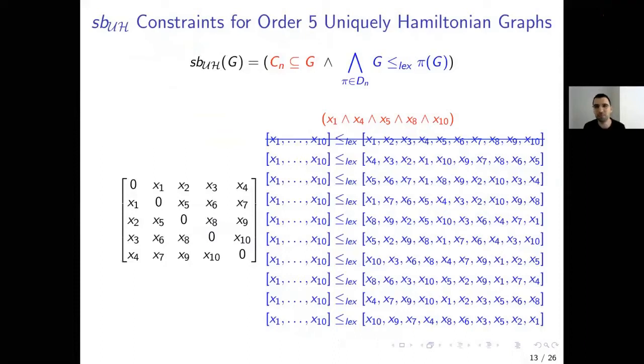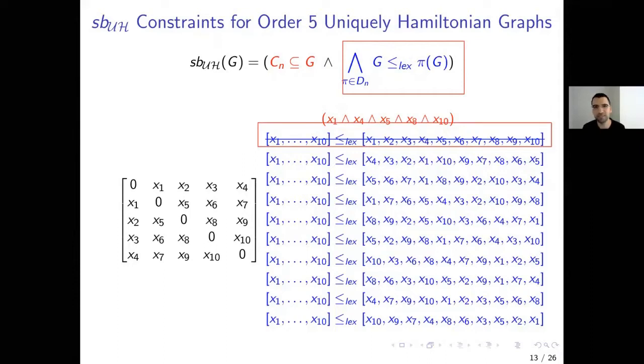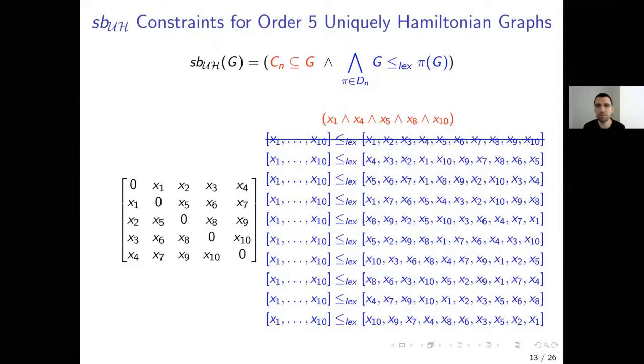So here we have an example of the symmetry breaking constraint SB of H. The first part, which fixes the cycle graph, is represented using the clause here. This clause ensures that the edges of the cycle graph will be present in the graph. The second part of the constraint is expressed using 2n lex constraints, or in this case, using 10 lex constraints. And the first one is erased because it corresponds to the identity permutation, so it is always true.